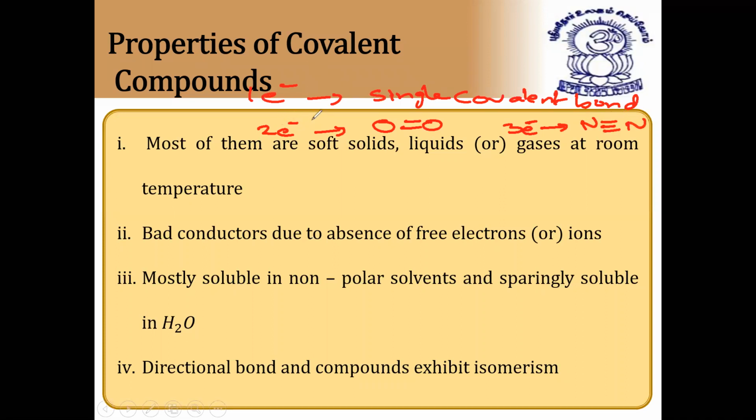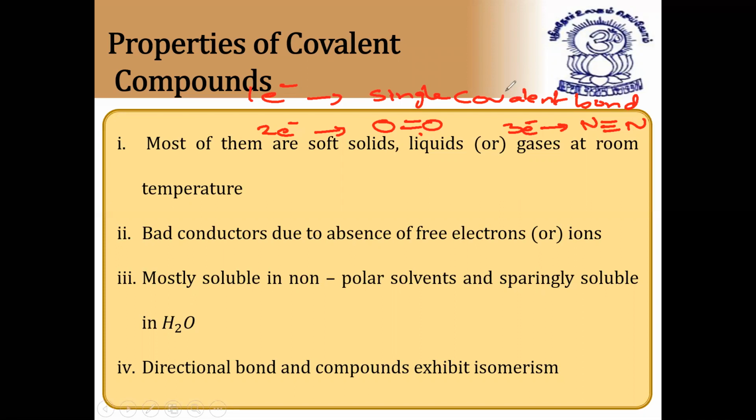We already know these types of covalent bonds from 10th class level, so that's why we are not discussing them in detail. One electron each, like in the case of chlorine and hydrogen, gives a single covalent bond. Two electrons, like in oxygen, give a double bond. And three electrons shared with each other form a triple covalent bond. So this is triple, this is double, this is single covalent bond. I hope it is clear now.